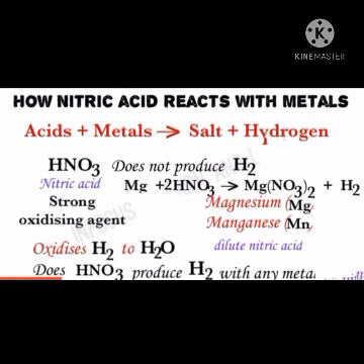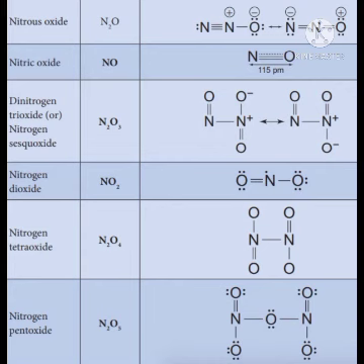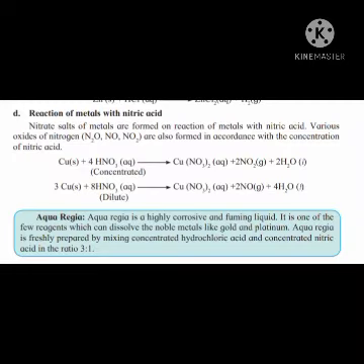As nitric acid is a strong oxidizing agent, nitrate salts of metals are formed on reaction of metals with nitric acid. Various oxides of nitrogen like nitrous oxide, nitrogen oxide and nitrogen dioxide are also formed in accordance with concentration of nitric acid.